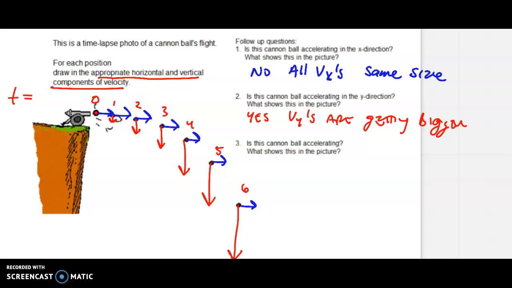Now, in question 3, is the cannonball accelerating, without any qualifier, X direction, Y direction? Pause the video and try to answer that. Okay, I hope you paused the video there. And the answer is yes.